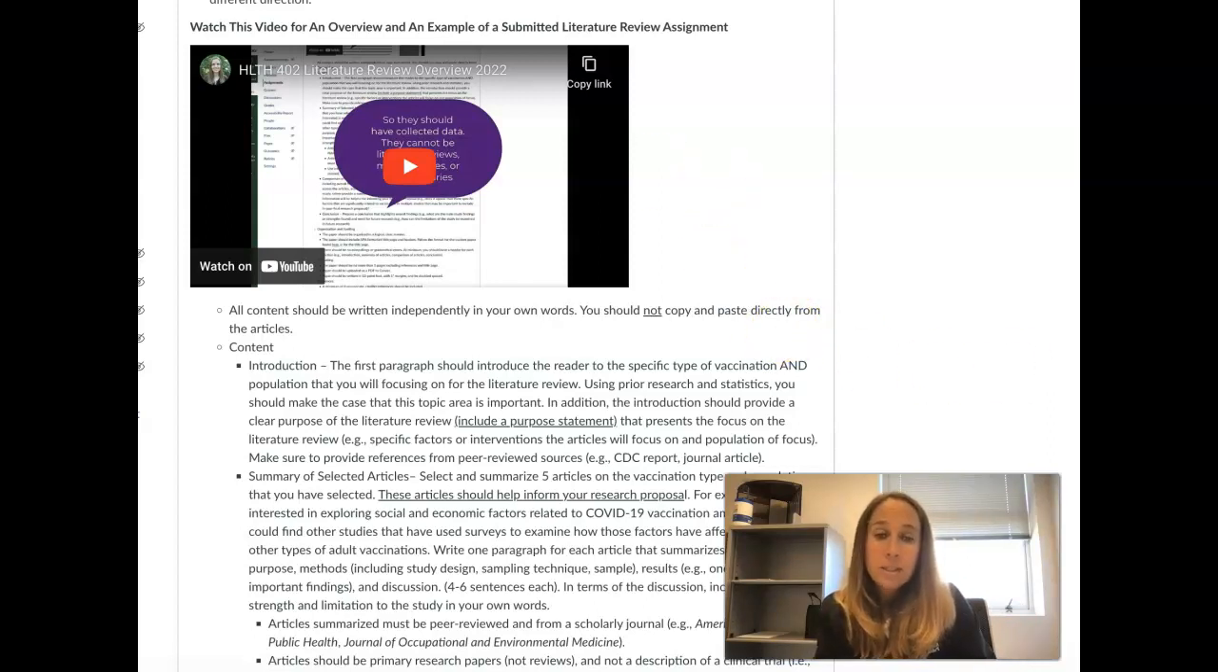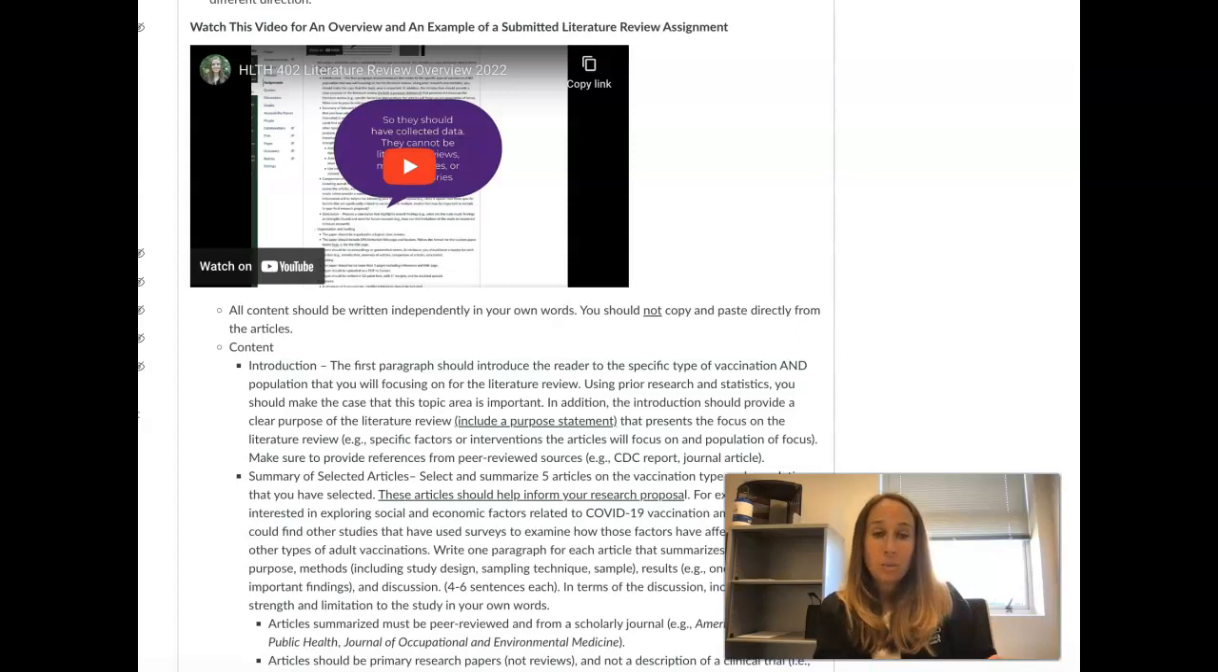Something else that I commonly see in the introduction statement is students don't make the case for their topic. So you need to introduce your reader to the vaccination that you've chosen and the population that you're focusing on for the literature review in the very beginning. So let's say that you're talking about HPV vaccinations in, let's say, adolescent boys. You want to talk about what statistics we have on that. So for example, what percent of maybe adolescent males are affected by HPV.